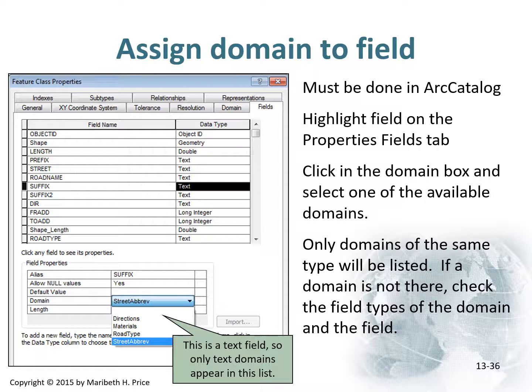Assigning domains to fields must be done in catalog. You highlight the field, you click on the properties, you do what it says, and that's pretty much how it works.